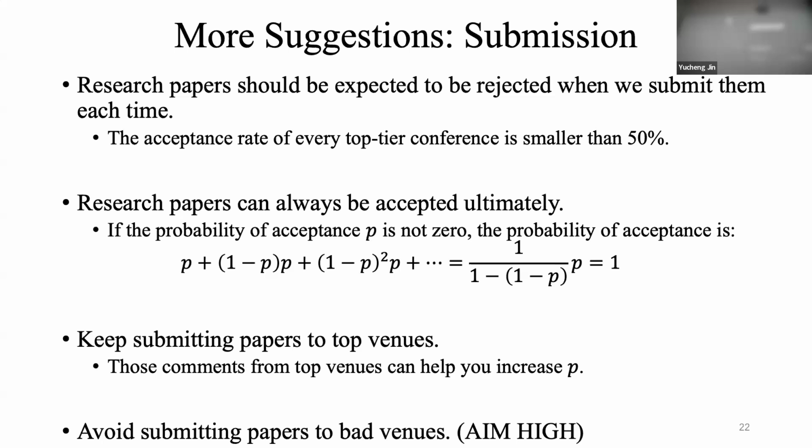So that's why you have this concept. You need to keep submitting papers to top venues, and the comments from top venues can help you increase this P. The more you submit, the more good comments you get, which helps you improve your writing skill, and this P can be increased. So avoid submitting papers to bad venues. You can aim very high. This is very rigorous.